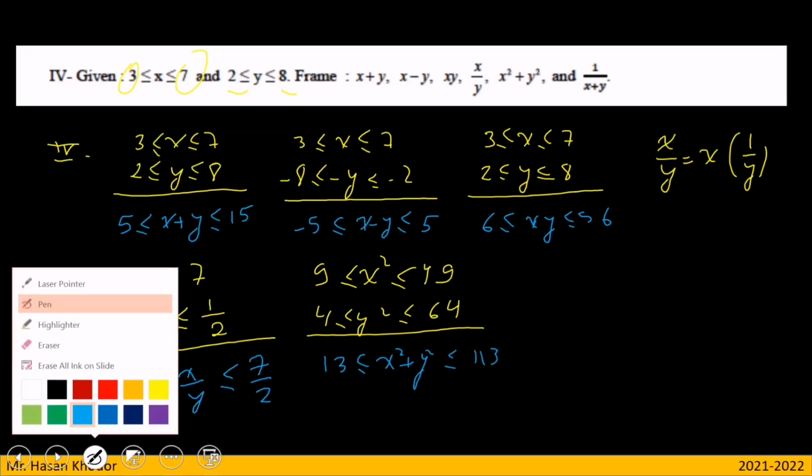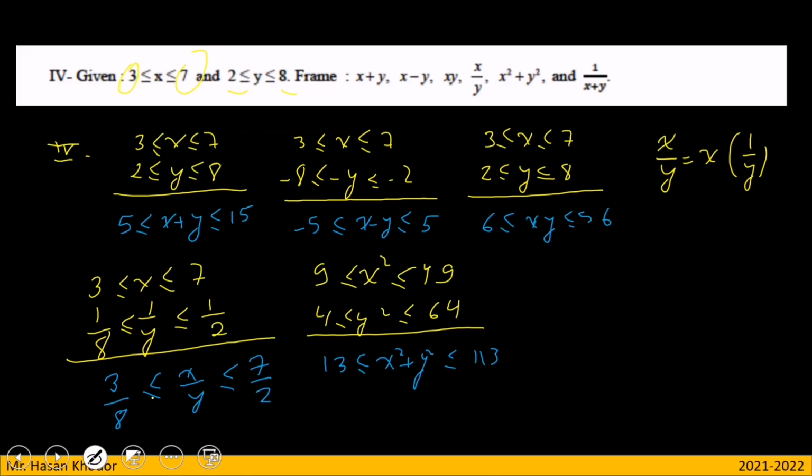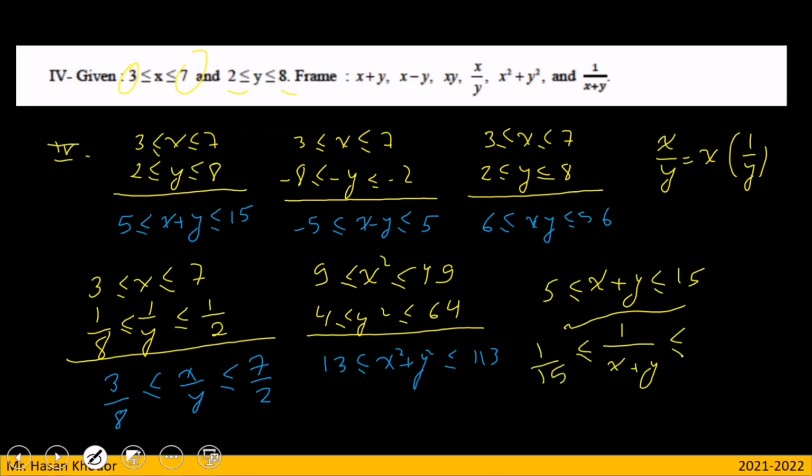Okay, and finally, go to x plus y. We have the frame of x plus y found before, which is between 5 and 15. So simply we can frame its reciprocal between 1 over 15 from the lower side and 1 over 5 from the upper one. This is the end of this exercise.